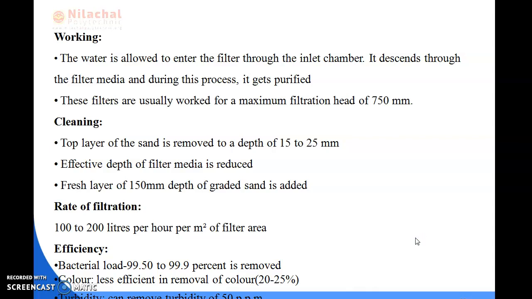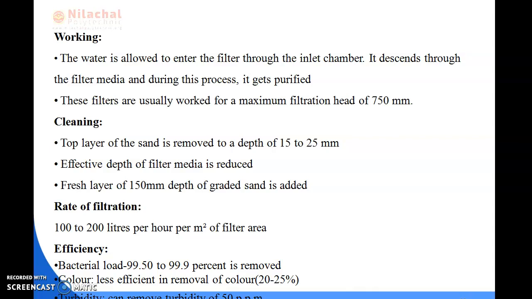In the cleaning, the top layer of the sand is to be removed to a depth of 15 to 25 mm, and the effective depth of the filter media is to be reduced. A fresh layer of 150 mm depth of the graded sand is to be added. Okay, we can say that in the slow sand filter, the cleaning process would be: the top layer of the sand, to a depth of 15 to 25 mm, is to be removed, and the depth of the filter media is to be reduced, and a fresh layer of 150 mm depth of the graded sand is to be added.